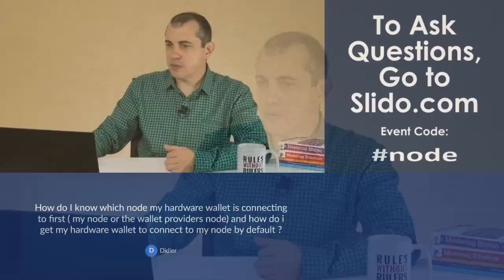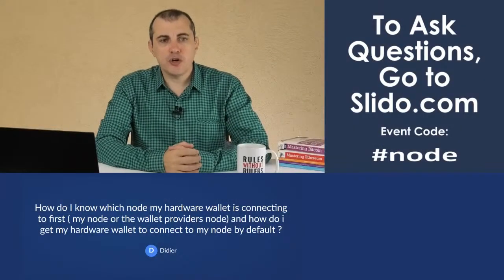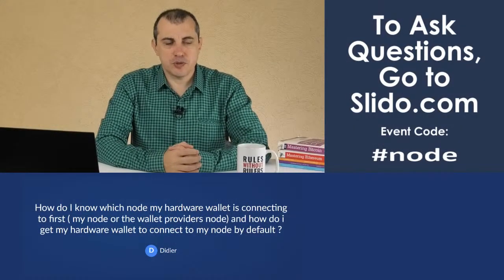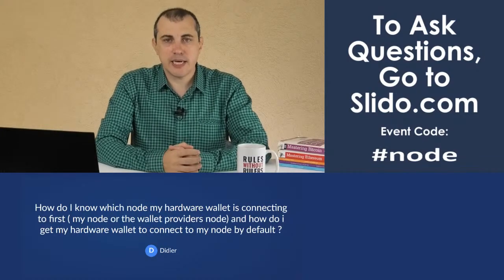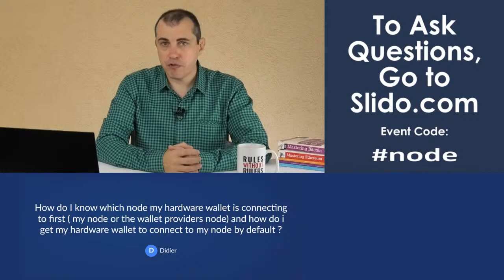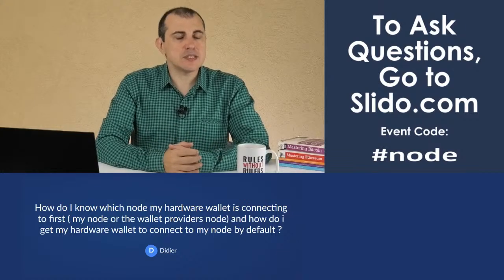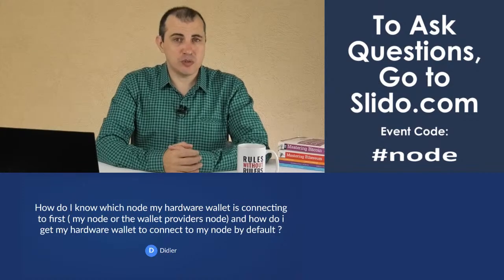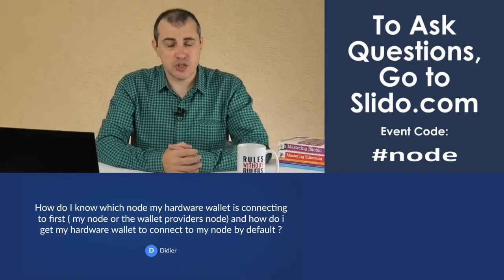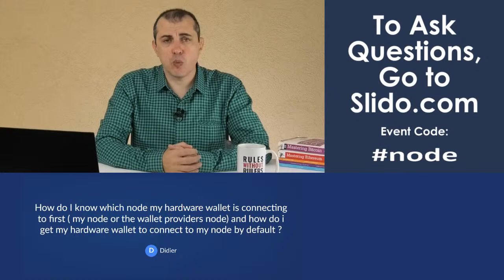All right. How do I know which node my hardware wallet is connecting to first, my node or the wallet provider's nodes? And how do I get my hardware wallet to connect to my node by default? Well, if you haven't done something to make your hardware wallet connect to your node by default, it's connecting to a service provider. It's connecting to your wallet provider.